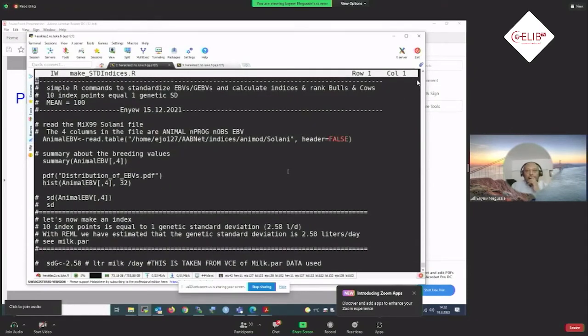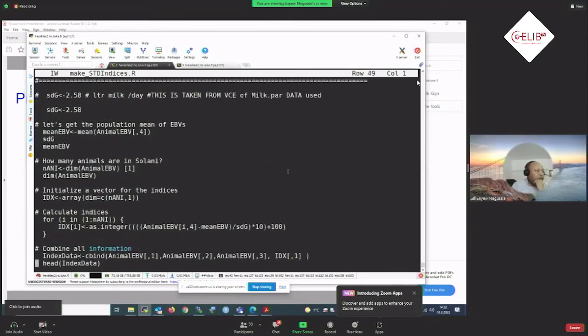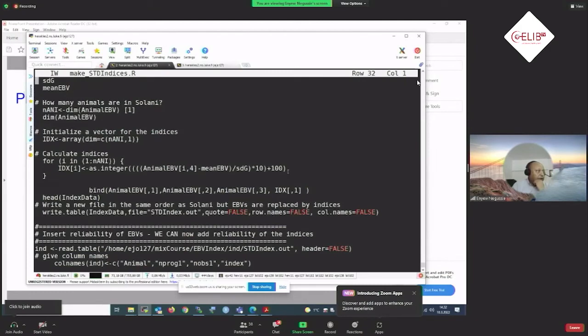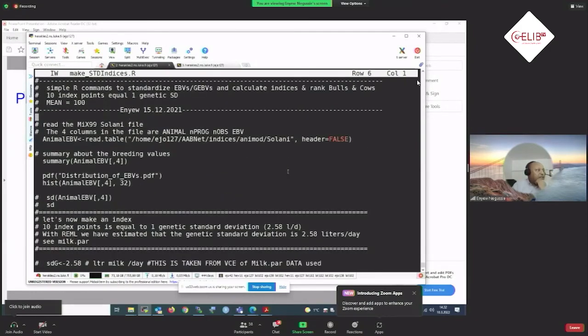So before running this program, I advise you also to download this R script to your place, to your Linux. I have written this some time ago. I don't know if I remember all what I have done, but I remember some of the things.